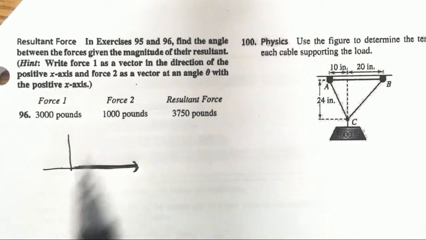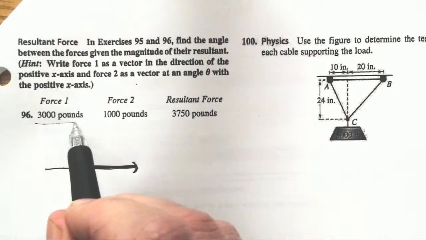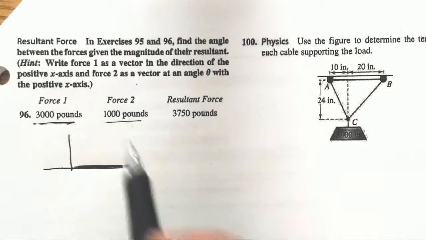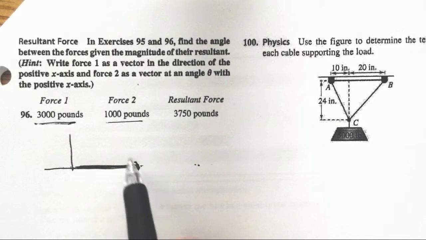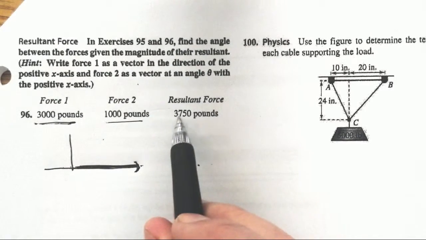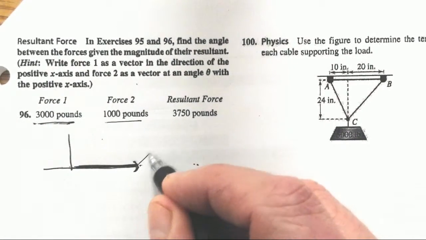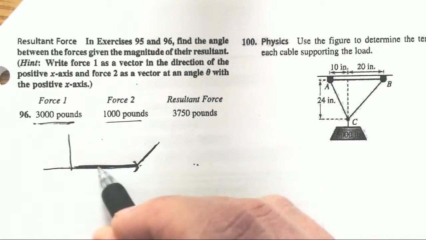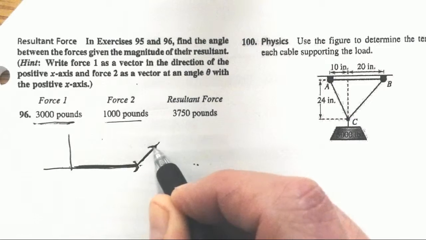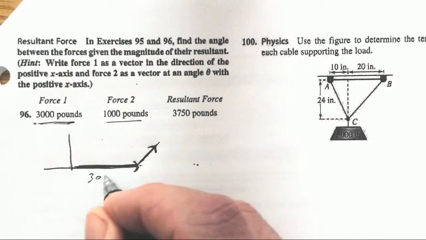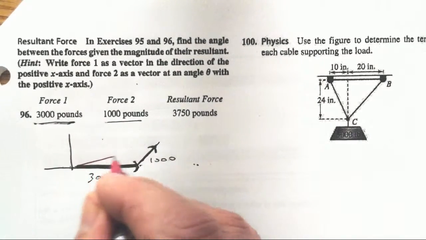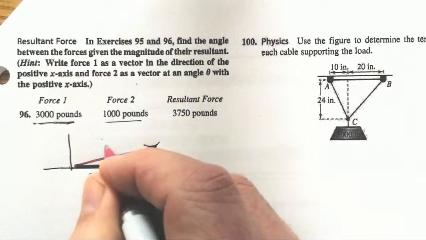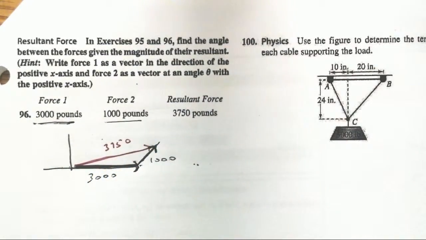Well, I don't know how big theta is, so I'm going to try to make some sense out of this. My first golf shot went 3,000, my second 1,000. If it went another 1,000 here, the total result would be 4,000. I don't think it came back this way, because that would not allow that magnitude to get bigger. I think it's somewhere out here, but I'm going to represent it about a third as long. That's probably a little bit too long. Where this is 3,000, this is 1,000, and our resultant right through here has a magnitude of 3750.